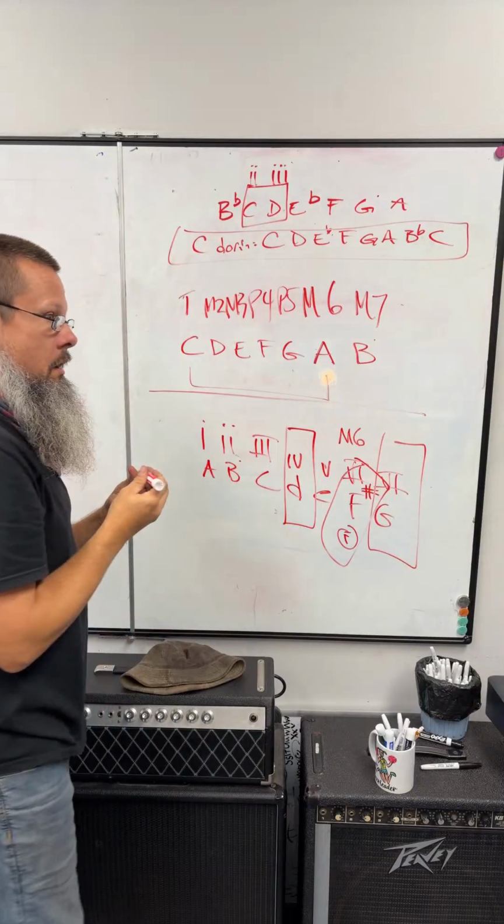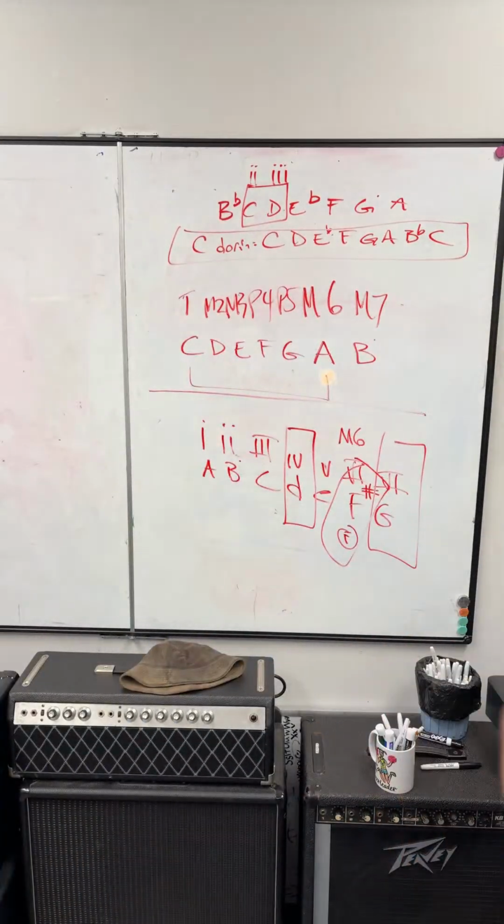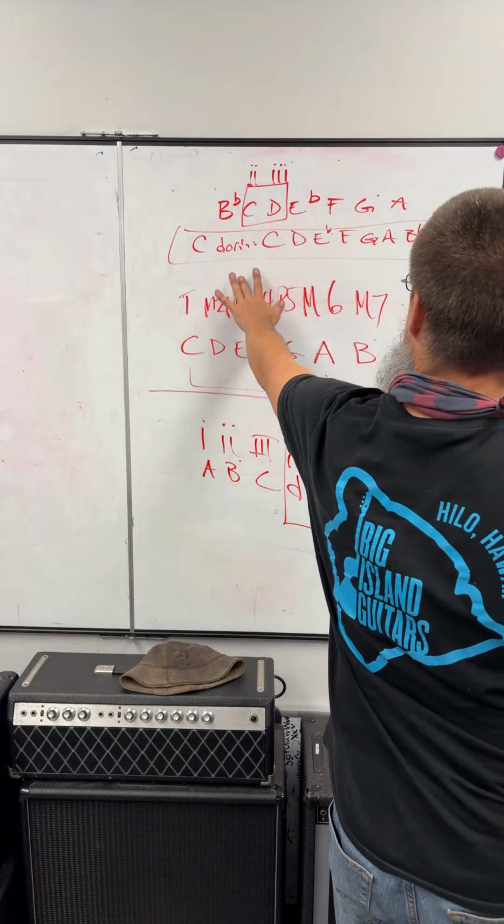Here's what it looks like. Watch this. This is C minor to D minor. The mode we're playing is C Dorian.